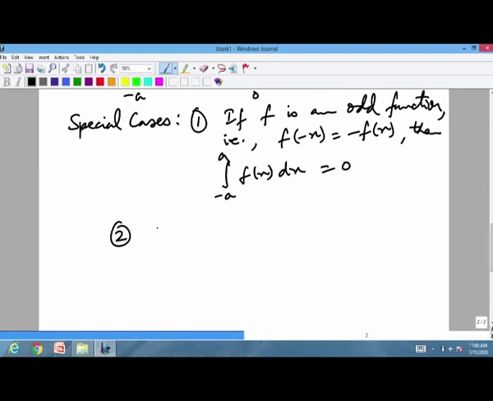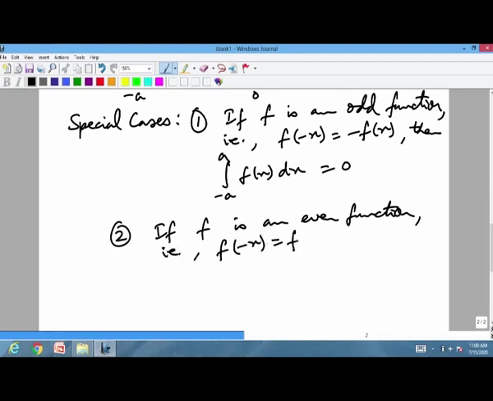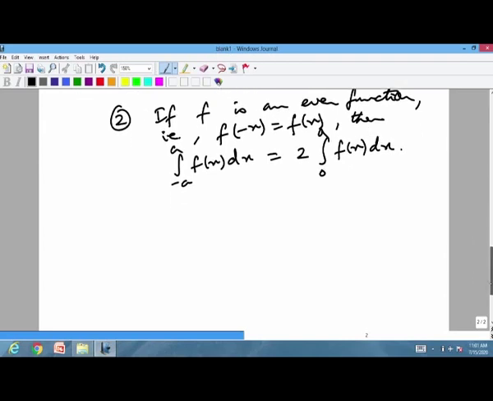And the second one is if f is an even function, that is f of minus x is equal to f of x for all x, then integral of minus a to a f x dx is same as 2 times integral from 0 to a f x dx. Now let us do the solution to the problem.